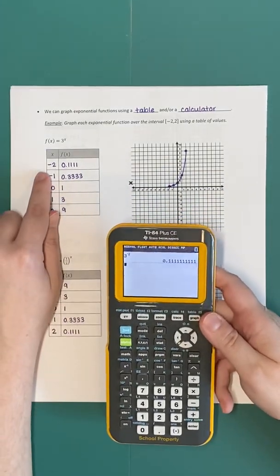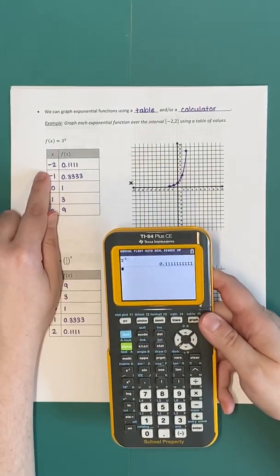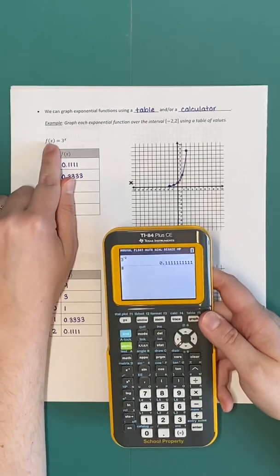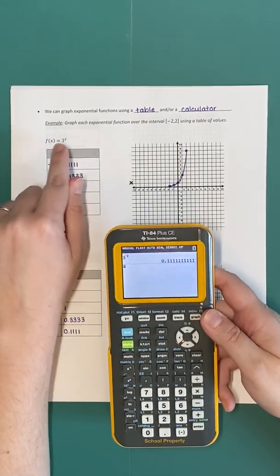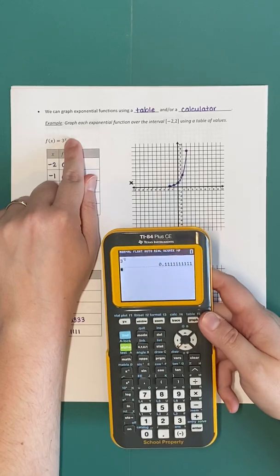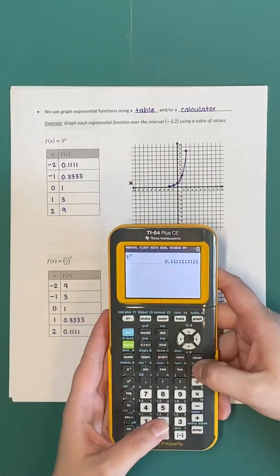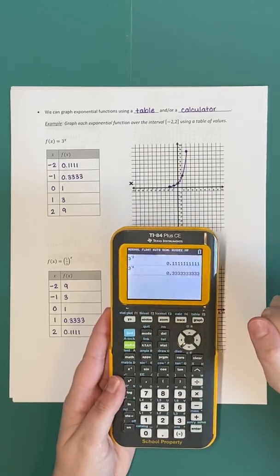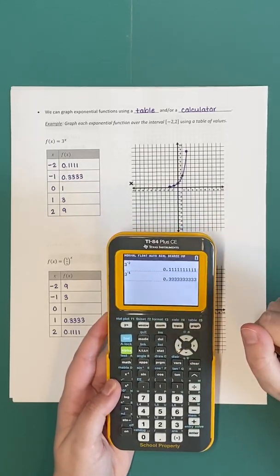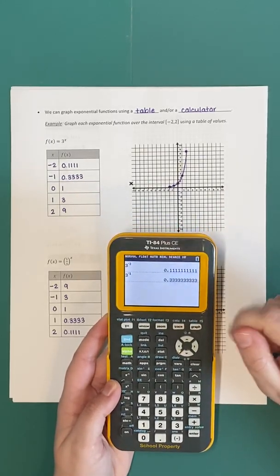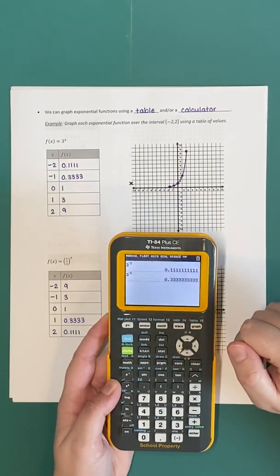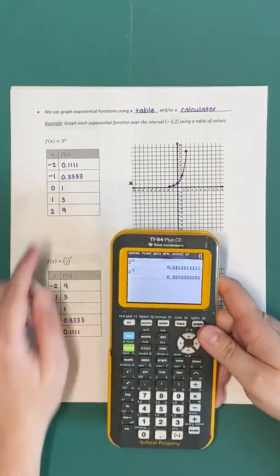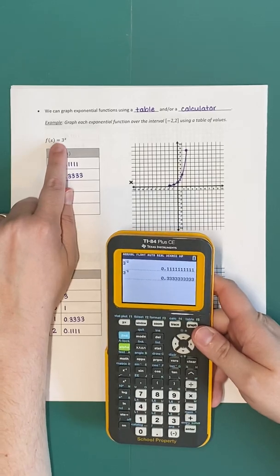Okay, now we want to know what's the output that goes with -1. So we're evaluating f of -1, which means we're plugging in a -1 to our exponent. So 3 raised to the -1 power, 0.33333, so on and so forth. Just round it. Why did we end up with decimals here when our base is something that's bigger than 1?